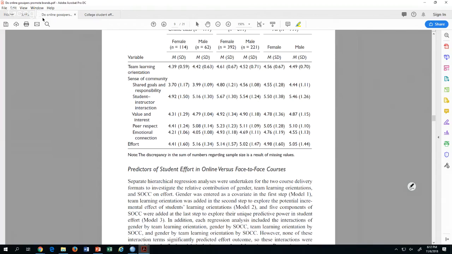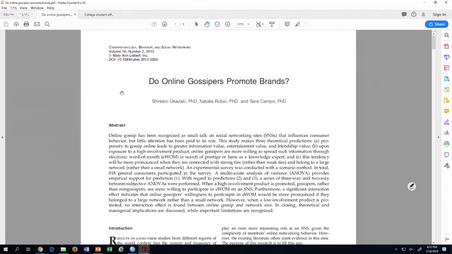Comparing that to, you guys didn't read it, but the online gossipers, how was this article? Hard. Hard. I had to read this one several times to figure out what levels and what were they comparing, and they have a lot of factors going on here. Would you agree? Yeah. Okay. So this one is in Cyberpsychology, Behavior, and Social Networking in 2013.